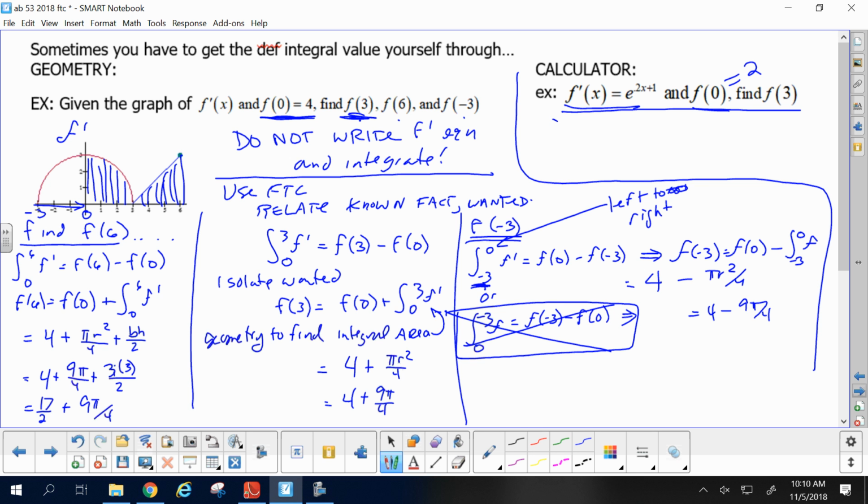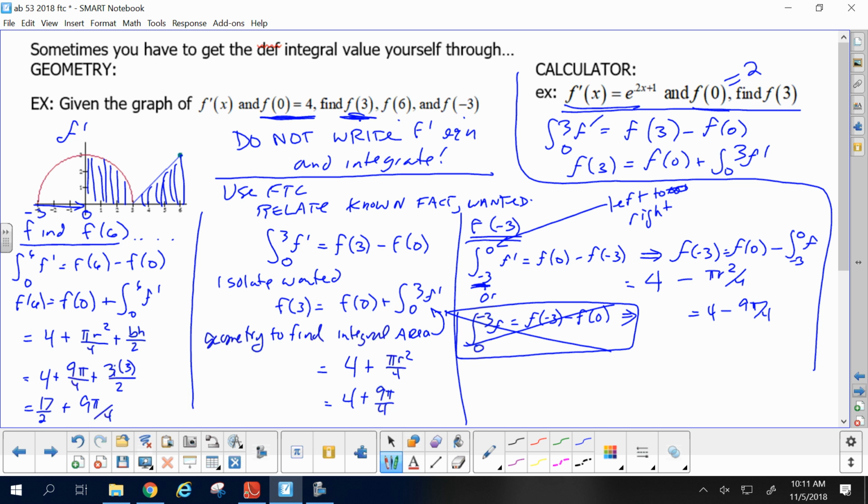The fundamental theorem would be the integral from where to where? 0 to 3 of f prime, by the fundamental theorem, equals the antiderivative, which is f, at the upper limit 3 minus the lower limit 0. Start by writing the fundamental theorem. Now rearrange. What do I want to isolate? f at 3. I would have to add f at 0 over, so f at 0 plus the integral from 0 to 3 of f prime.